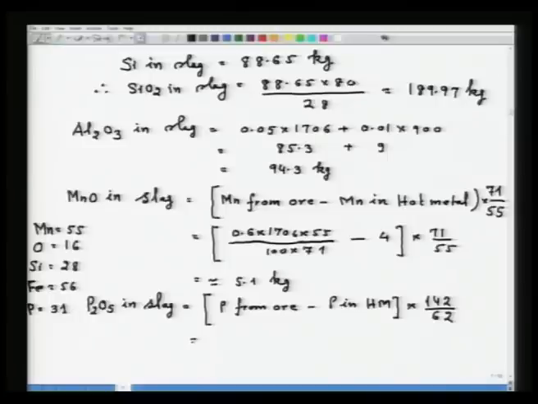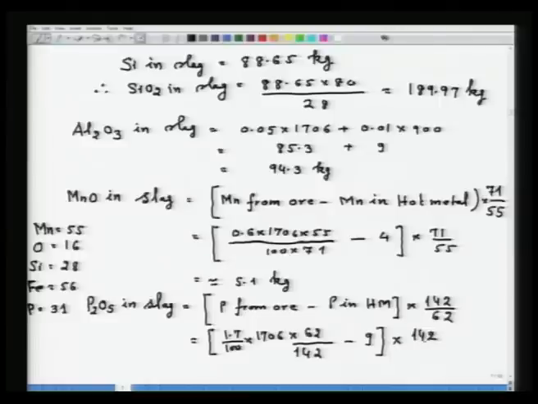So, we do this from iron ore: 1.7 upon 100 into 1706 into 62 upon 142, minus 9, multiplied by 142 upon 62. So, this will be equal to 8.4 kg. This is the amount of P2O5 in slag.